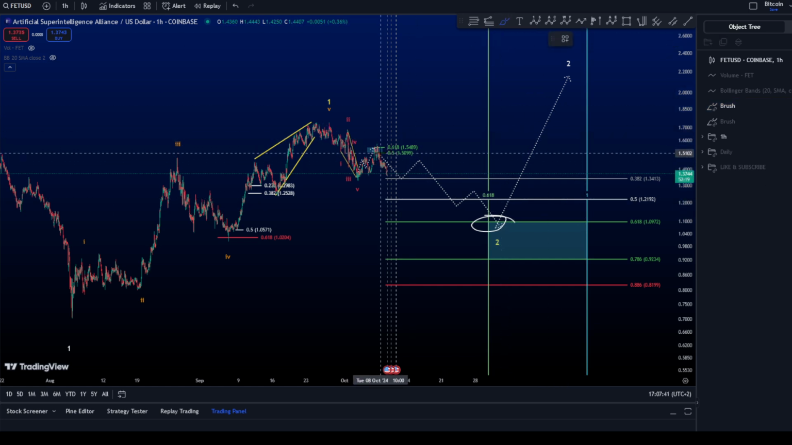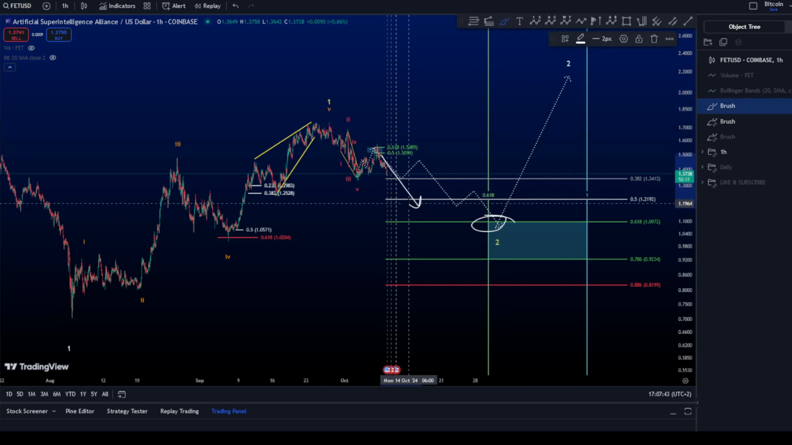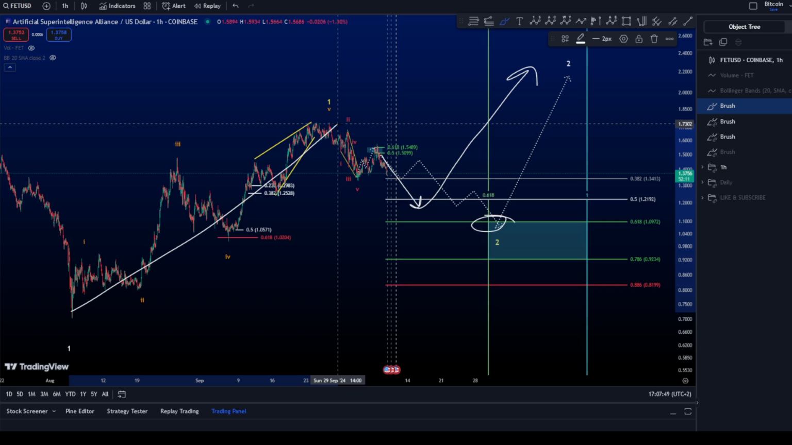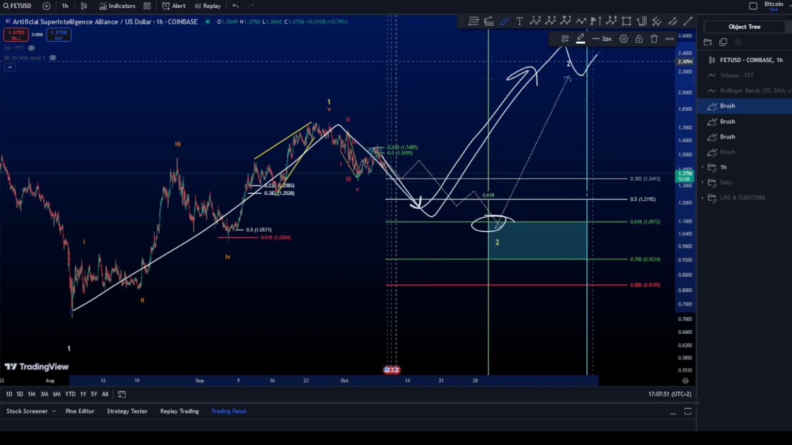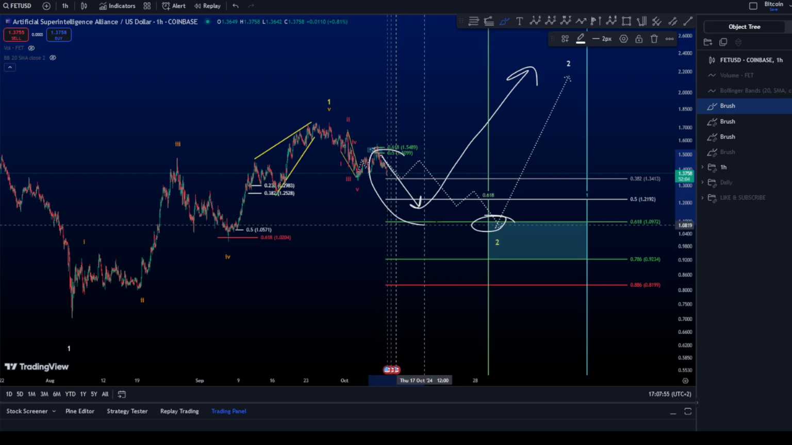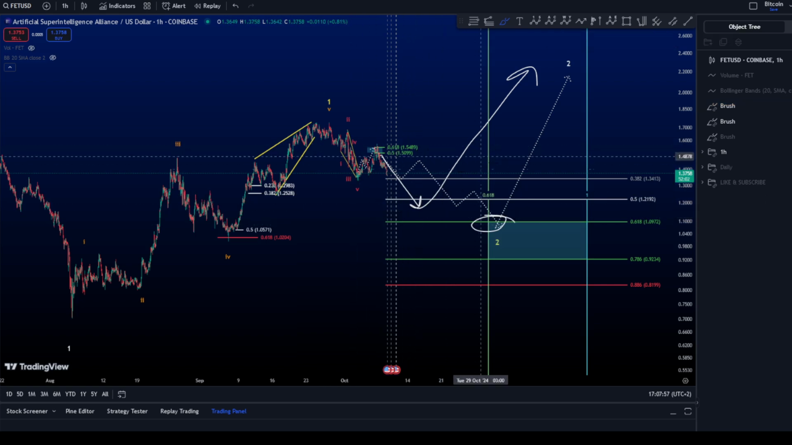Your bullish scenario, of course, you still want to look for a little bit lower prices and then you want to move up impulsively towards the upside after having 1, 2, 3, 4, 5. By all means, you're still looking for a short-term bearish move and then a move up in both case scenarios.